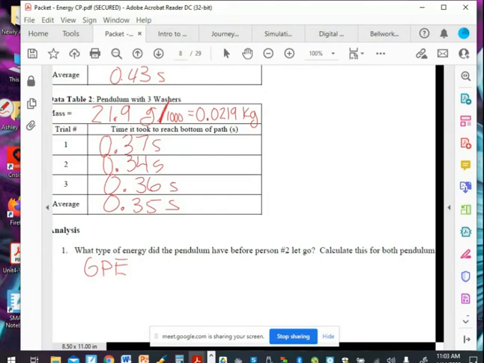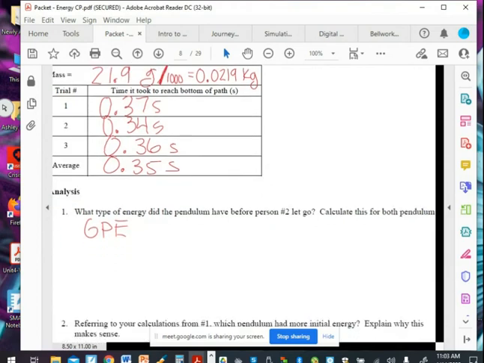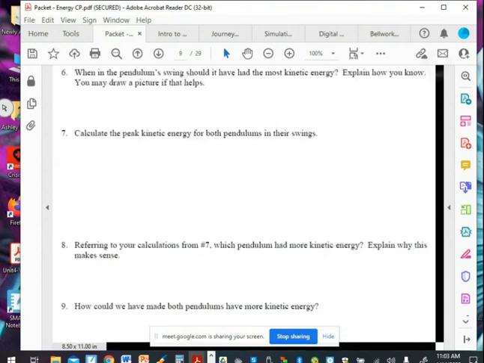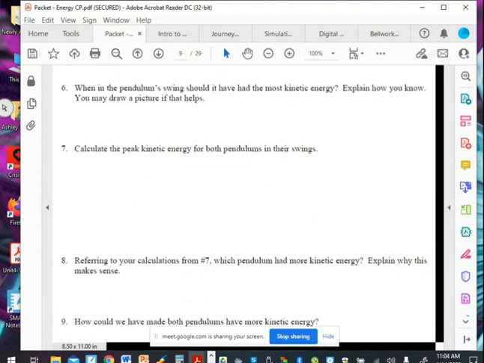So now it's asking me to calculate this GPE for both pendulums. So I need to do 2 calculations here. They're both going to be set up exactly the same. All right, I'm going to be using different numbers though for my data. Sorry, screen went too far on me here.